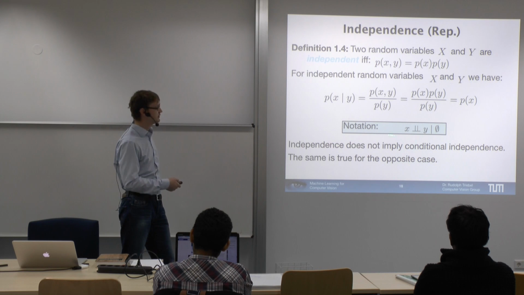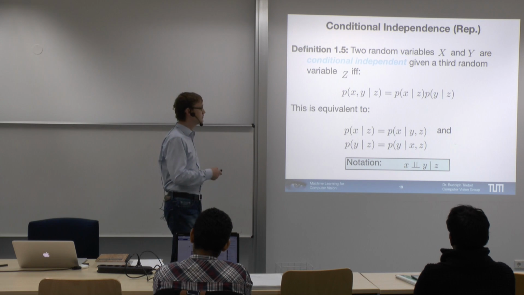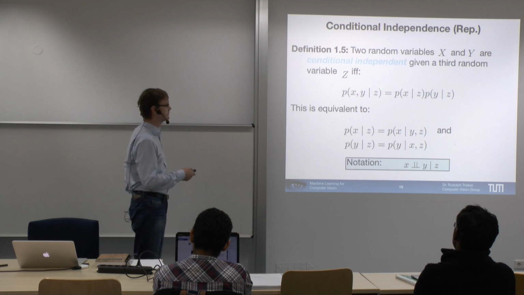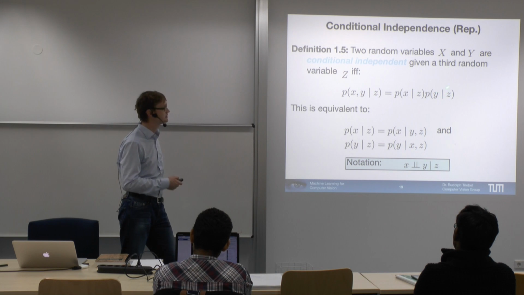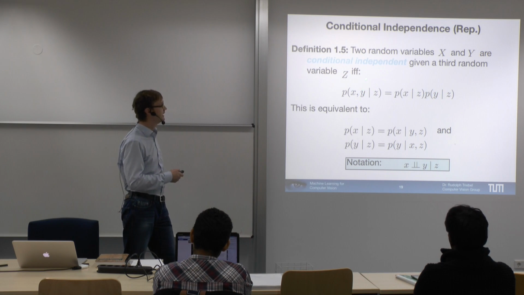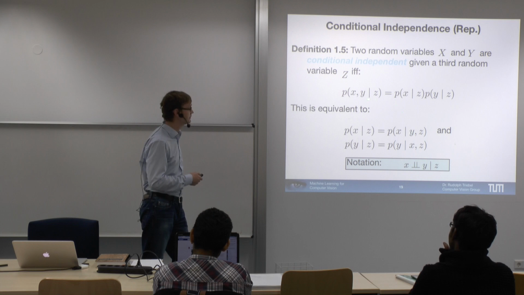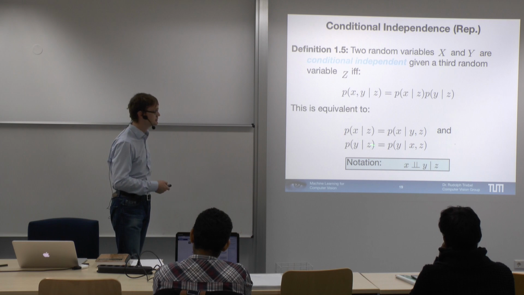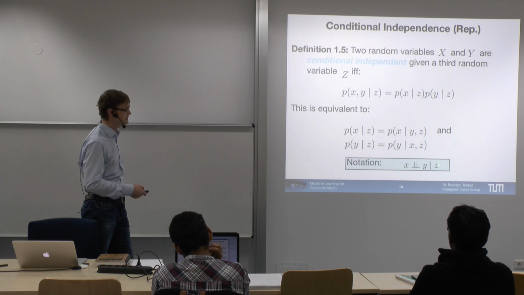And again, independence and conditional independence don't imply each other. So there are cases where one holds and not the other, and we'll see examples right now. Another notion that I also mentioned already is conditional independence. I'm repeating this again. It is similar to before, just now we have conditioned on a certain third variable. So x and y are conditionally independent given z if we can write this as a product of x given z times y given z. And we can show that this is equivalent to these two equations here. And the notation is this here: x and y are conditionally independent given z.